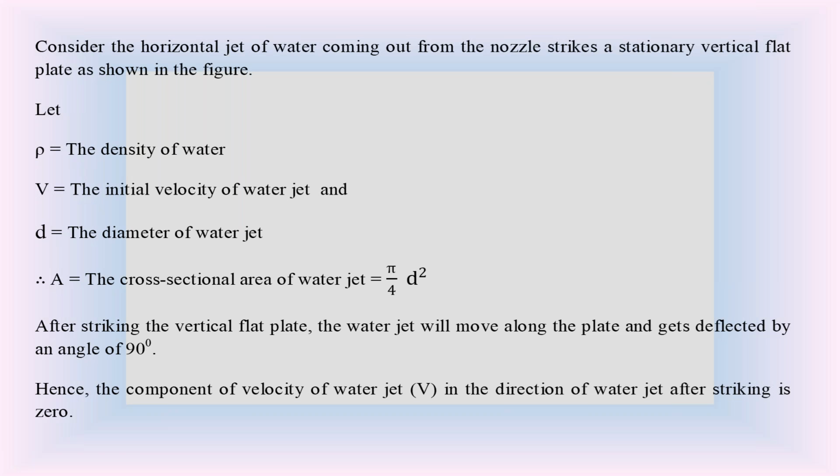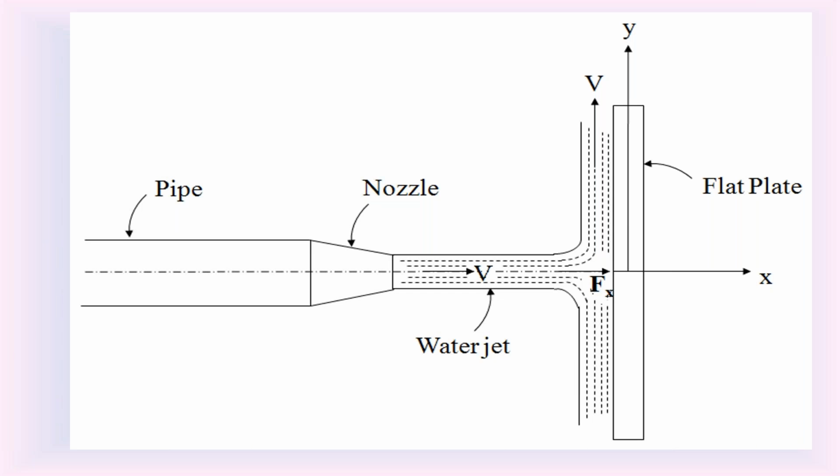Then look at the impact of the water jet on the flat plate. The flat plate is vertical and the water jet is horizontal. So during the impact, the water jet applies a horizontal force Fx on the plate. After impact, the water jet gets deflected. It starts moving on the surface of the plate in the vertically upward direction.